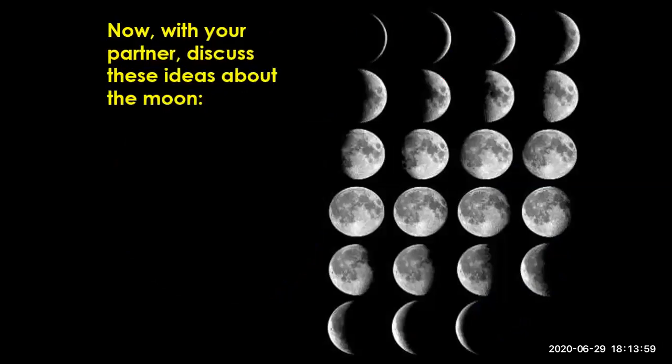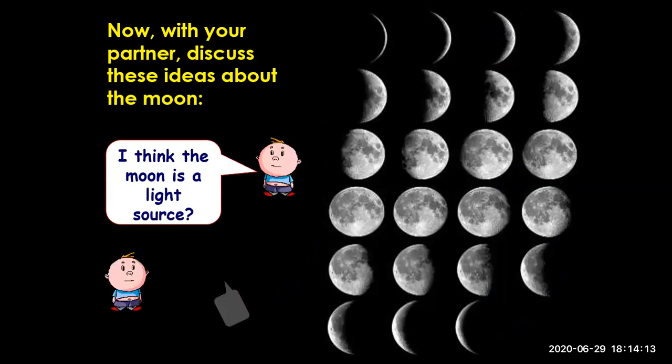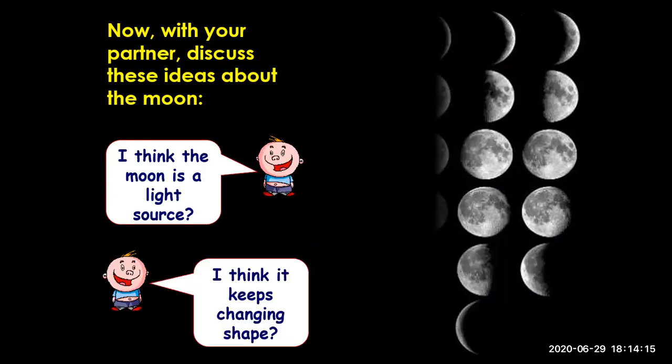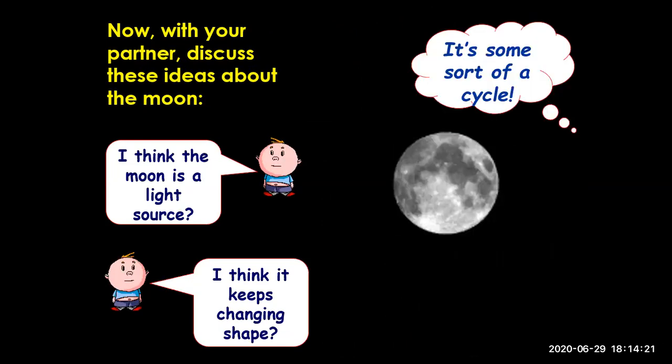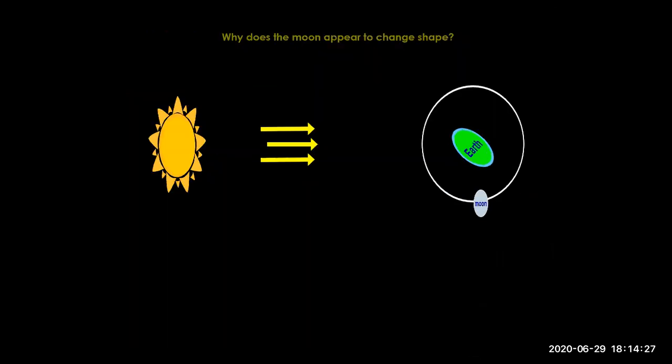Now, with your partner, I want you to discuss these ideas about the moon. You can discuss with mom or dad or any adult at home. I think the moon is a light source. I think it keeps changing shape. It's some sort of a cycle. Is it? Let's find out.